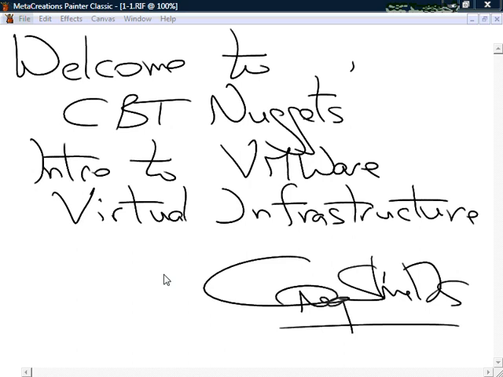I'm Greg Shields. Over the next couple of hours, we're going to spend a lot of quality time together talking not only about VMware, the workstation side of it, and not only about VMware, the server side of it, but all of the things you need to know that encompass virtualization and how you can incorporate virtualization into your network successfully.